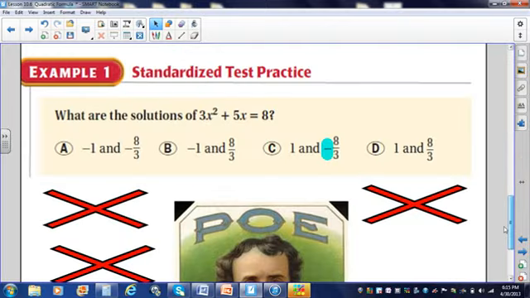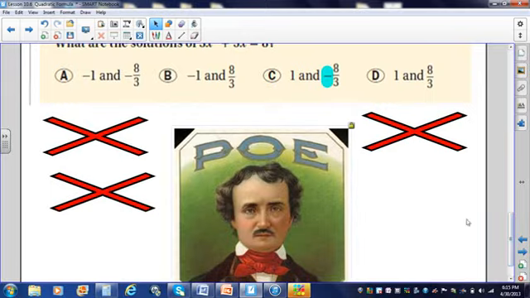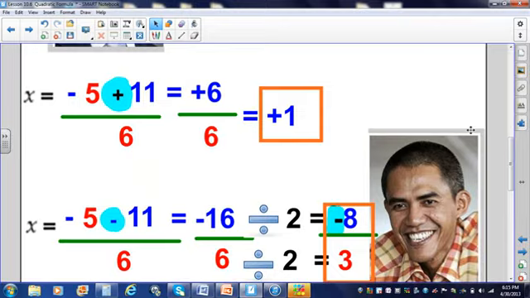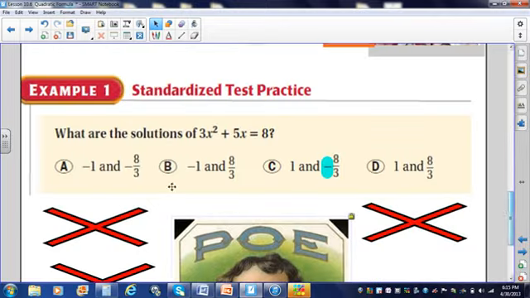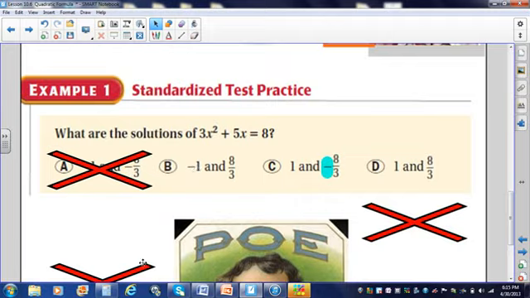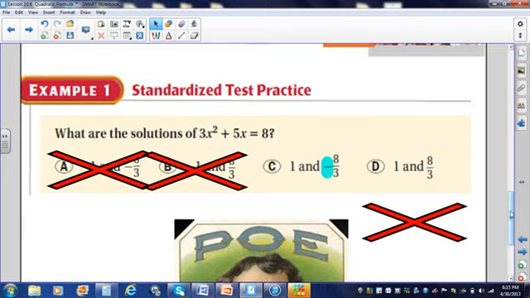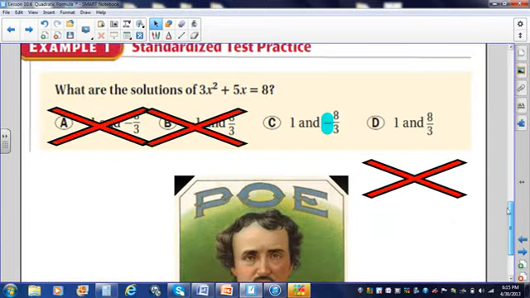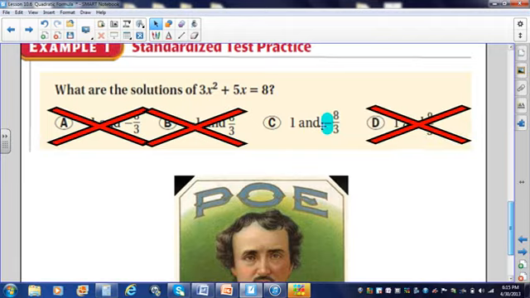Now, if we go back to the original problem, we can use a little bit of process of elimination. One answer that we got was positive 1. Not positive 1. Not positive 1. I'm down to 2 choices, 50-50. The other answer we got was negative 8 over 3. That's positive 8 over 3. Ding, ding, ding! We have our winner.